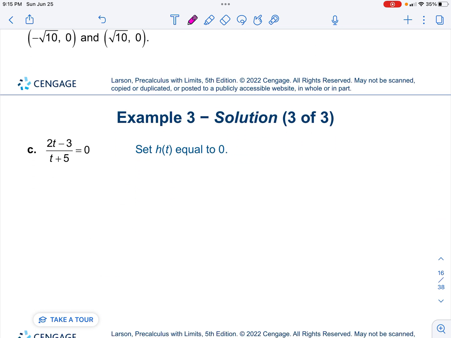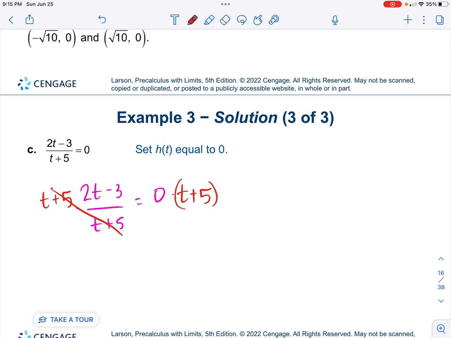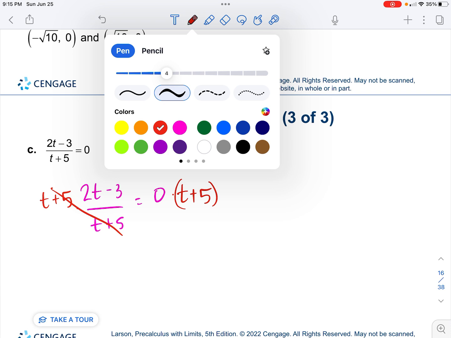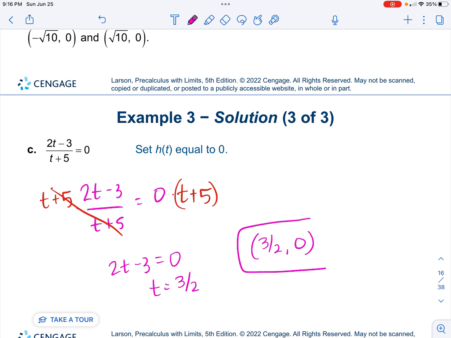Last one, I set my equation equal to 0 and solve. When I have a fraction, the first thing I'm going to want to do is multiply both sides by the denominator. That cancels out on the left, and 0 times anything is 0, so it turns the right into 0. Then I'll solve. Add 3 to both sides, divide by 2. So this one has 3 halves, 0 as my zero.